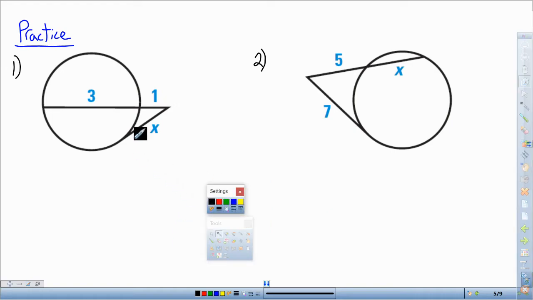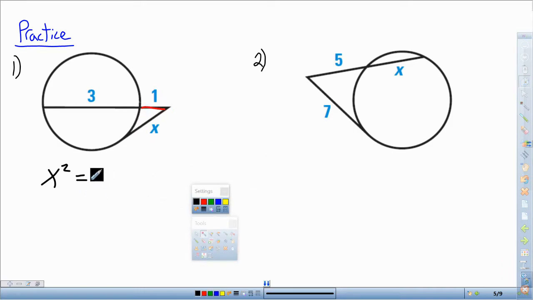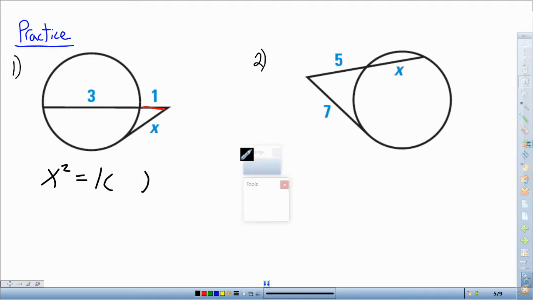Okay, so on this first problem, we have our tangent line. Starting with that again, we're going to square that tangent line, whatever it happens to be, and then set it equal to taking my outer segment, 1, and multiplying it times my entire secant line, which is 3 plus 1. Let's just do the math and say 4. All right, so go one more step. 1 times 4, it looks like we got 4.